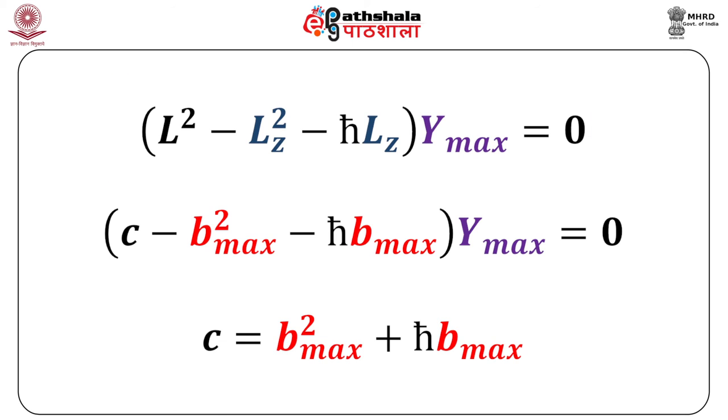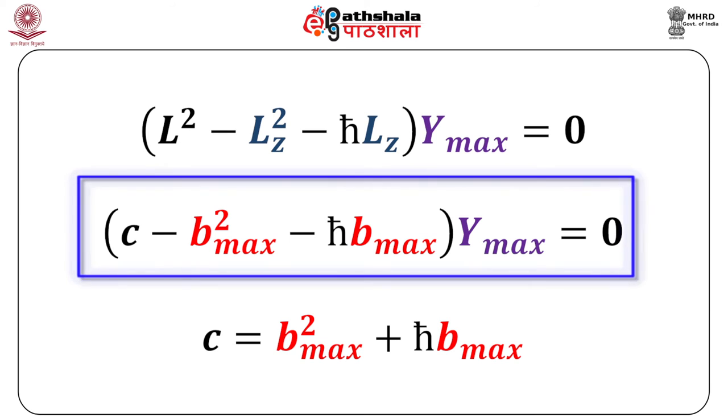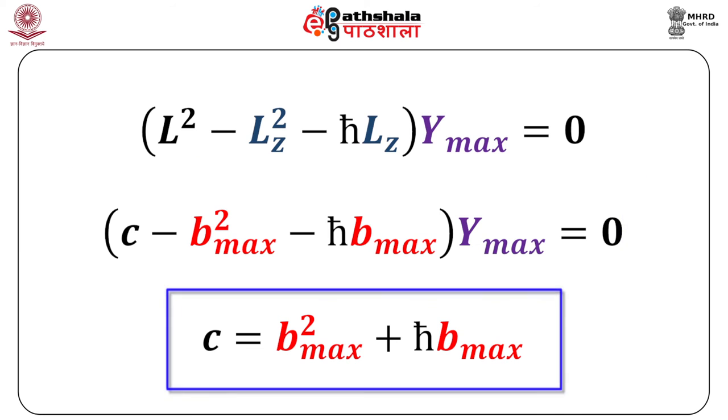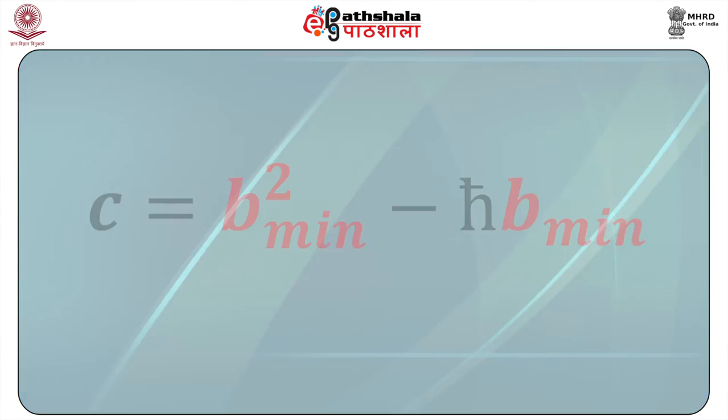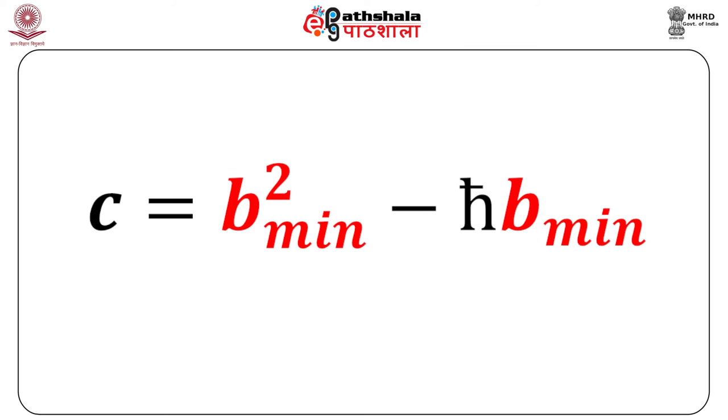Substituting the eigenvalue equation for L square and Lz, we get the expression C minus B max square minus ħ B max equals 0. This indicates that C equals B max square plus ħ B max. On similar grounds, the lower limit is obtained as C equals B min square minus ħ B min.